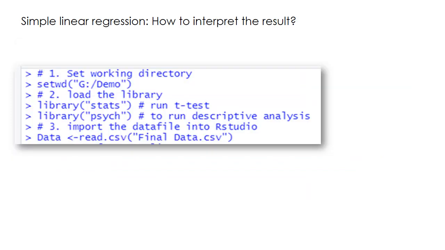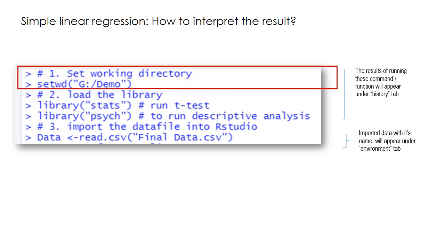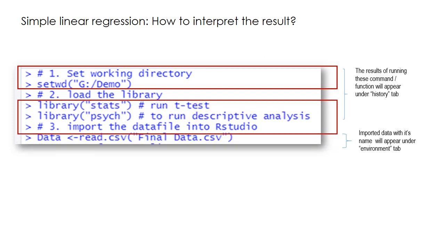So what do the results look like? For the first one, setting the working directory and loading the library, all this will appear under the command in the history tab as well as the environment tab. Basically it's just running it, like uploading and setting it. So it doesn't actually come out in your console.